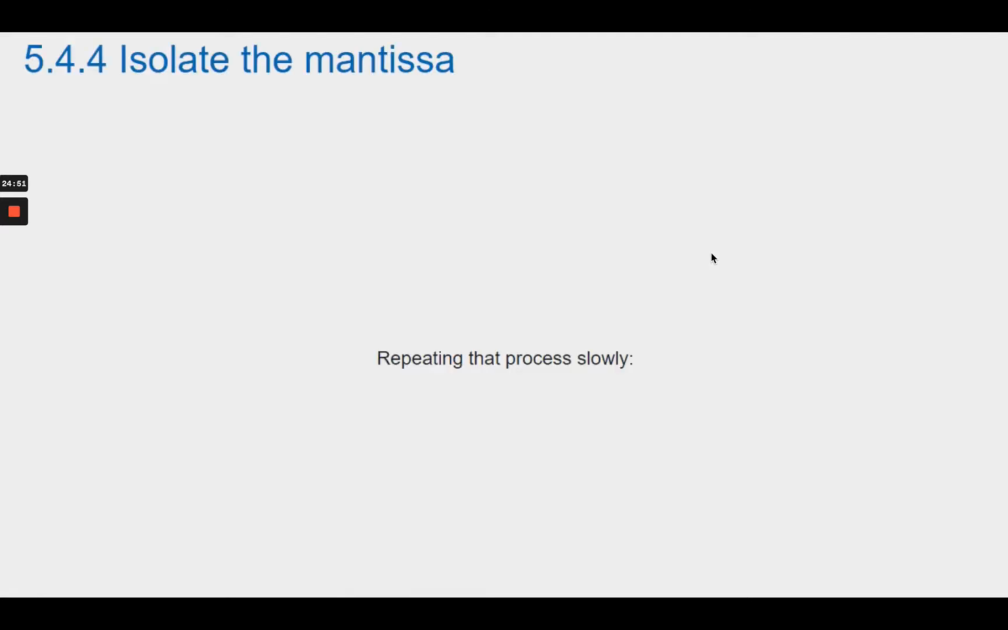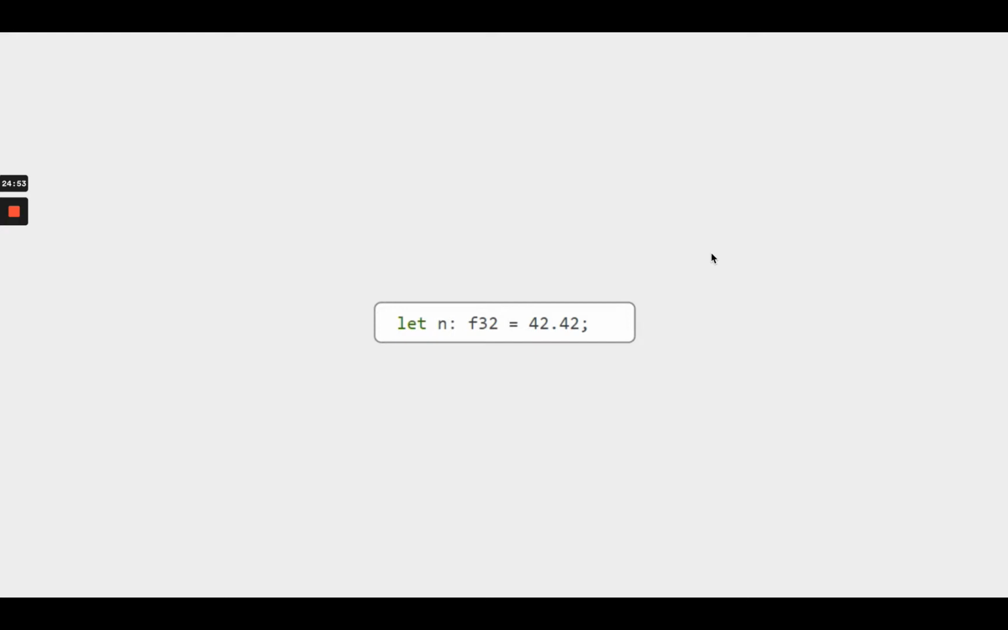Repeating that process slowly. 1. Start with an F32 value. 2. Cast F32 as U32 to allow for bit manipulation. 3. Create a mutable F32 value initialized to 1.0, or 2 to the minus 0. This represents the weight of the implicit 24th bit.